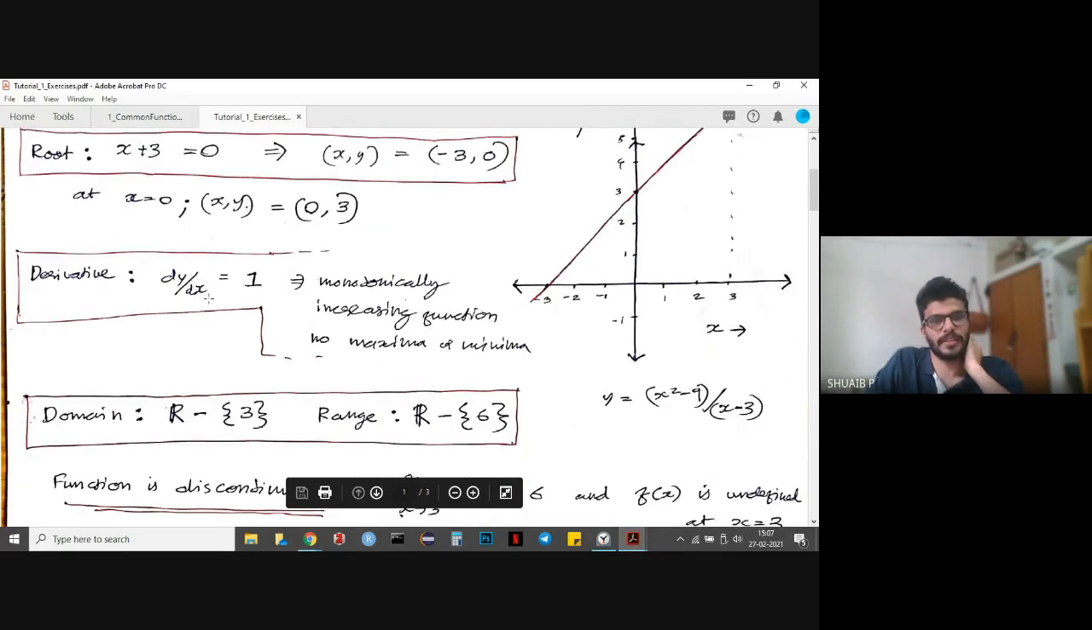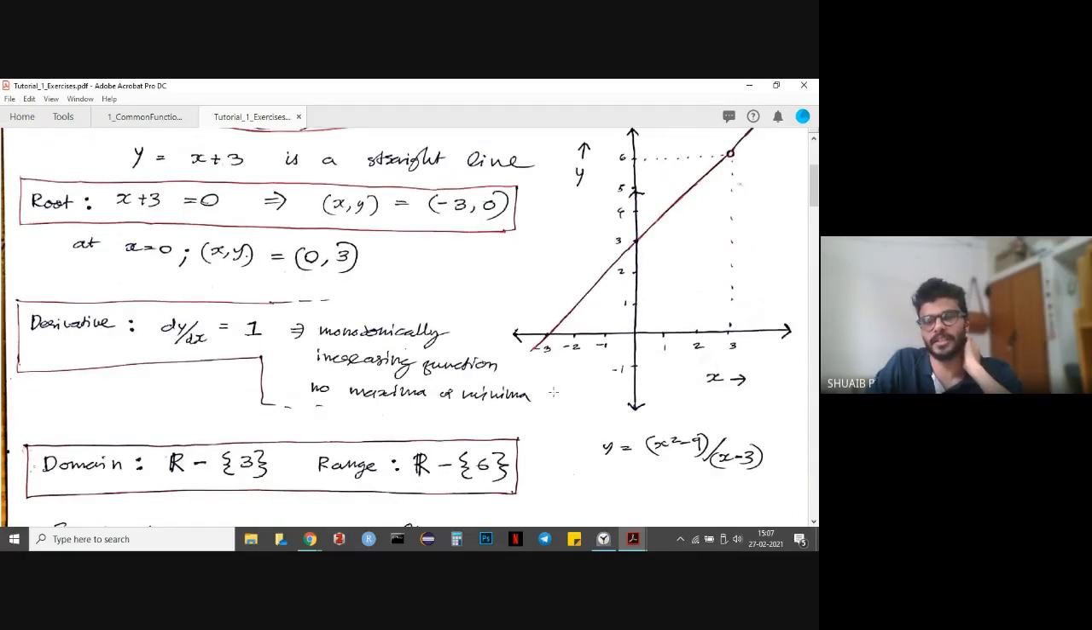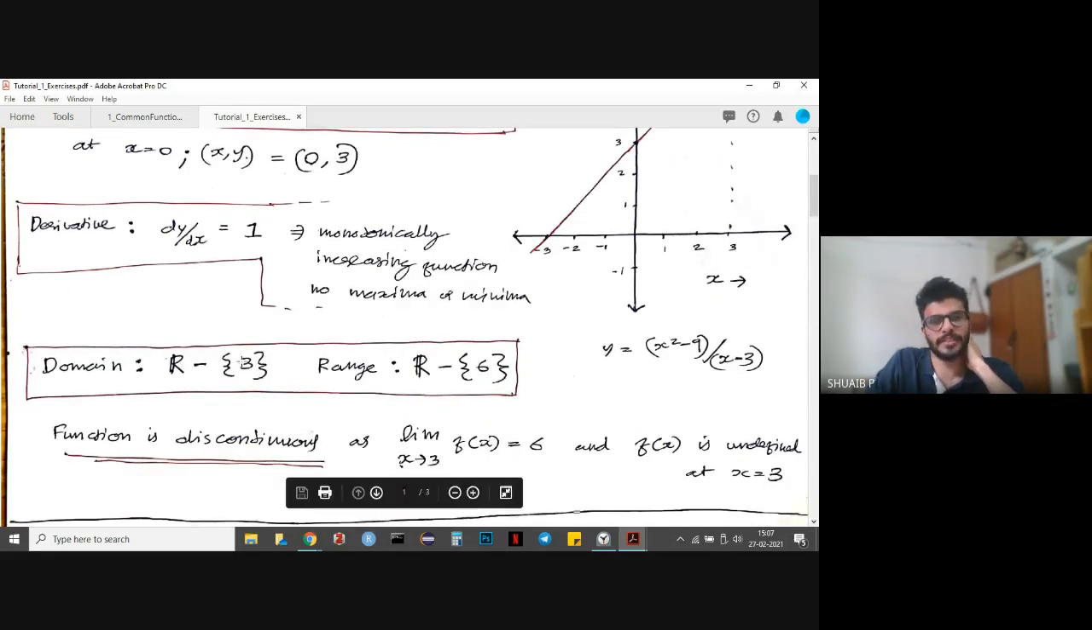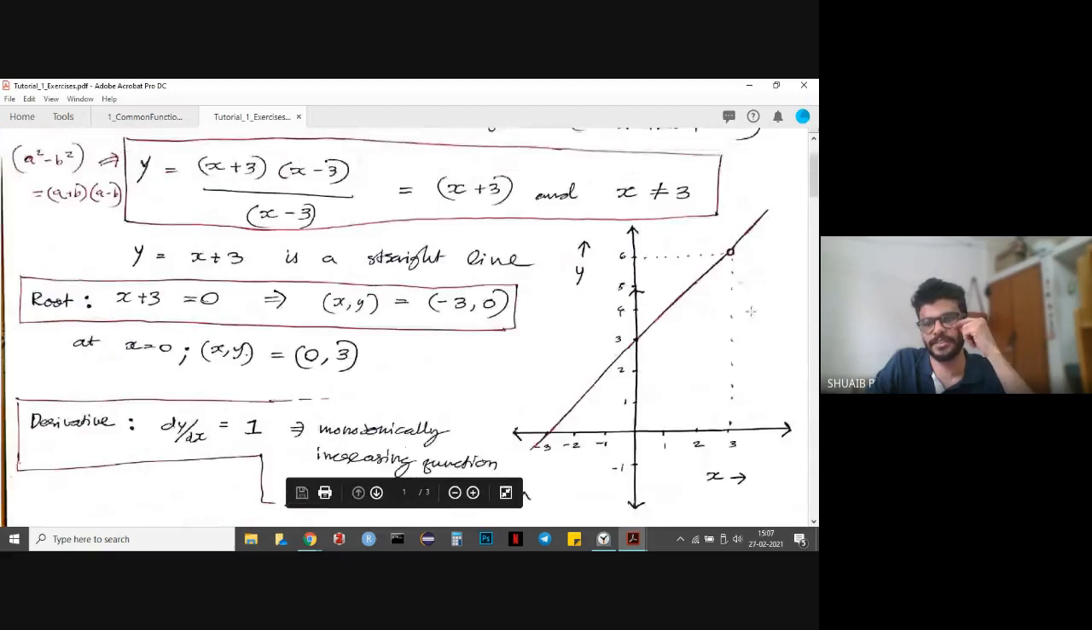Then we can calculate the derivative, and the derivative is equal to 1. Which implies this function has no maxima or minima. It is monotonically increasing throughout the domain. So it has a slope of 1 and it's increasing throughout the domain. So the domain of the function will be R minus {3}, as 3 is not defined, and the corresponding range will be R minus {6}. So this function is discontinuous, as for point 3 there is no defined image.